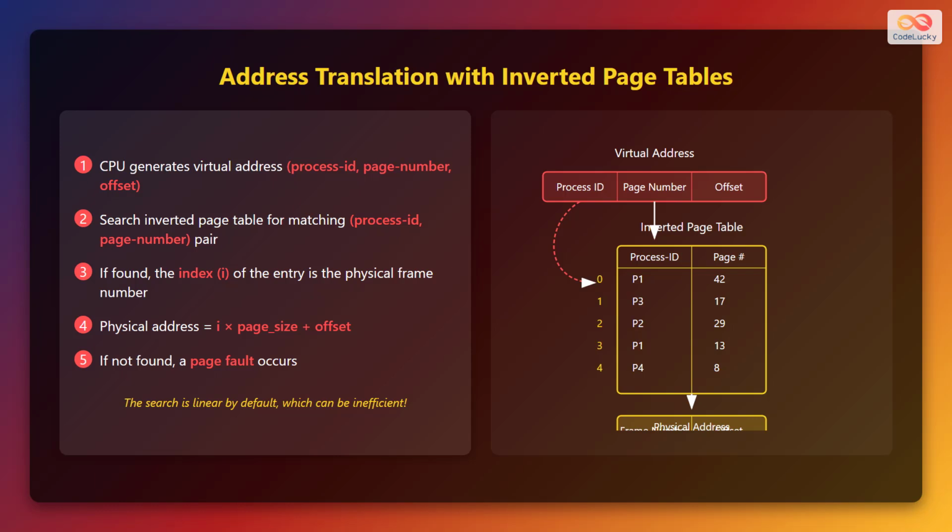Let's examine address translation with inverted page tables. First, the central processing unit generates a virtual address consisting of the process identification, page number, and offset. The inverted page table is then searched for a matching process identification and page number pair. If a match is found, the index I of the entry is the physical frame number. The physical address is calculated as I multiplied by the page size, plus the offset. If no match is found, a page fault occurs. Keep in mind that the search is linear by default, which can be inefficient.